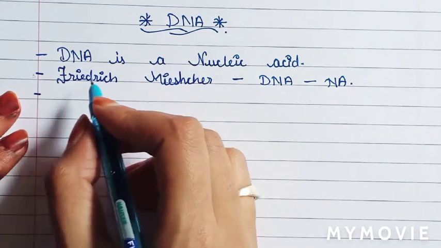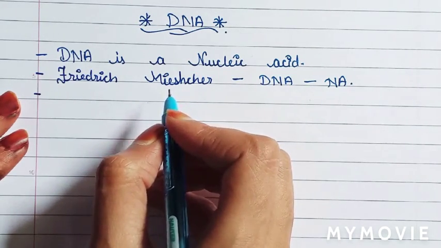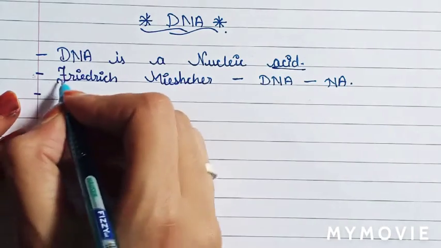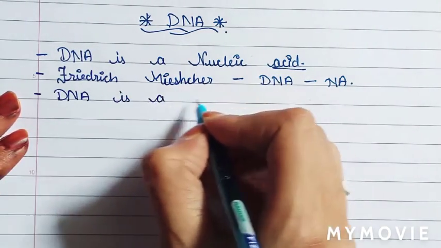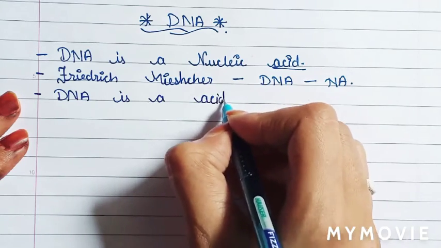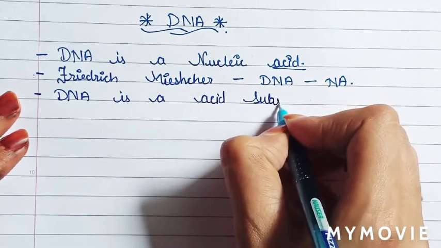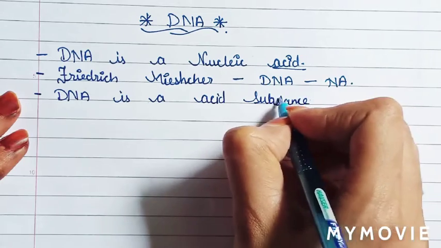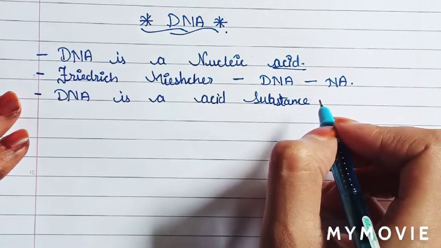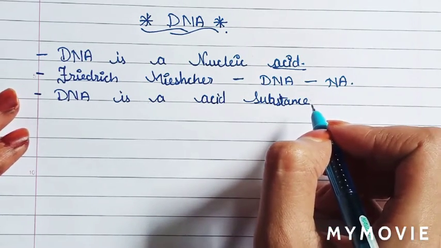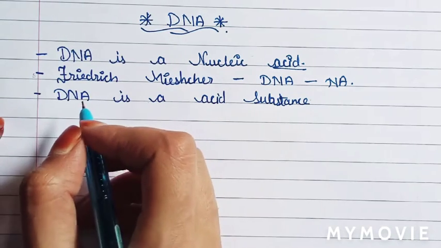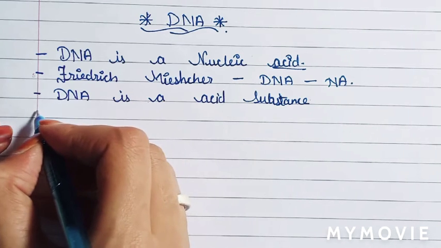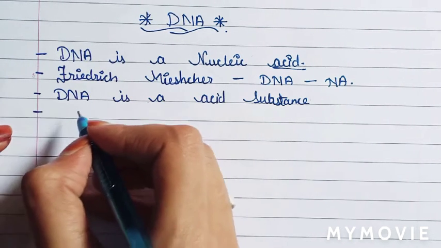Now, as DNA is a nucleic acid, it is an acidic substance. DNA is an acidic substance. Now, where is DNA present? The question arises where DNA is present. Each and every cell of our body consists of an equal amount of DNA. DNA is the master molecule of our body.